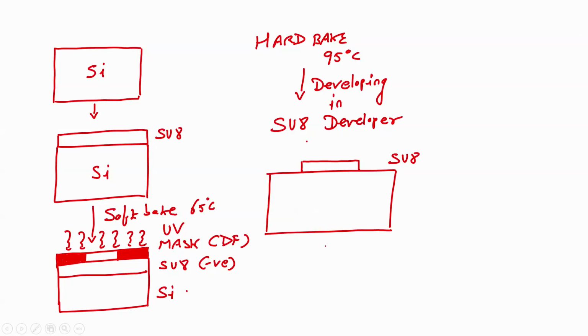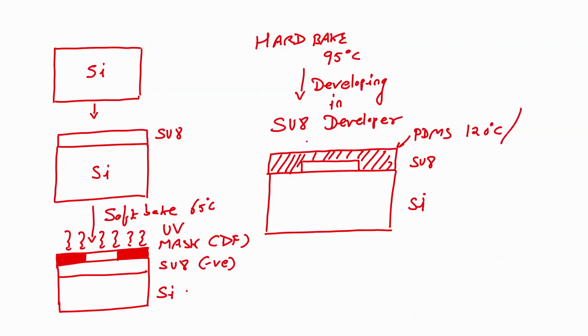Now, what you will do with this? On this SU8, you pour PDMS. And you cure PDMS at 120 degrees centigrade for 15 minutes. After that, you peel off the PDMS. So, when I peel it off, it will look like this, right.